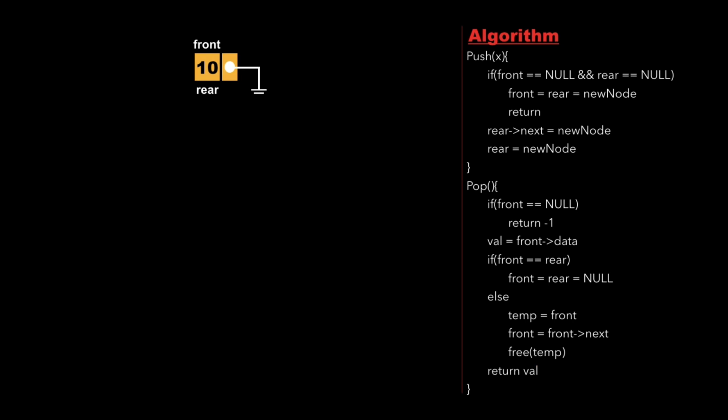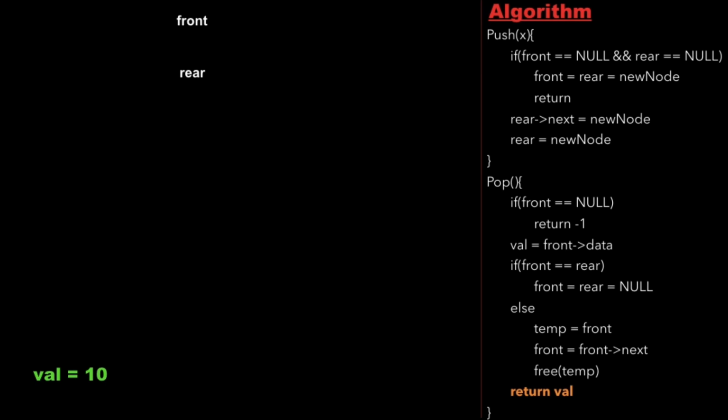Now suppose again we want to pop an element from the queue. So again we check whether front is equal to null, which is false. So we create an integer value and assign it the front of data, that is the value of the variable val is 10 now. Then we check whether front is equal to rear. So this condition is true. So we make front as well as rear as null. And then we return the value of the popped element, which is 10.